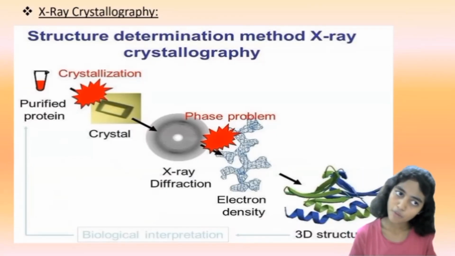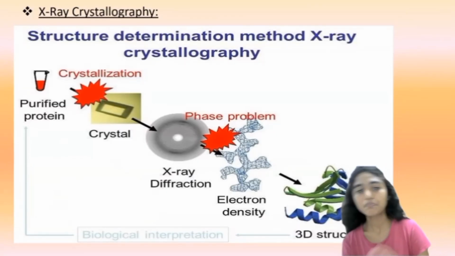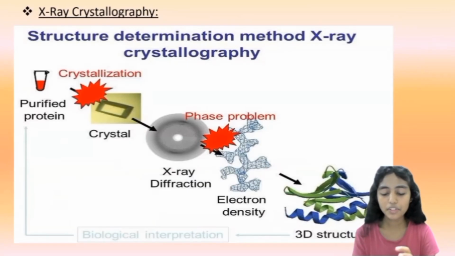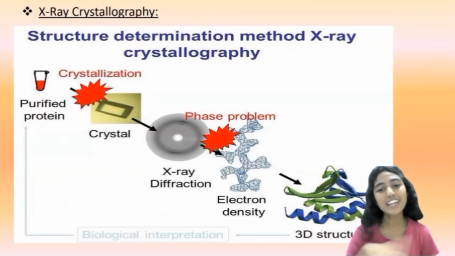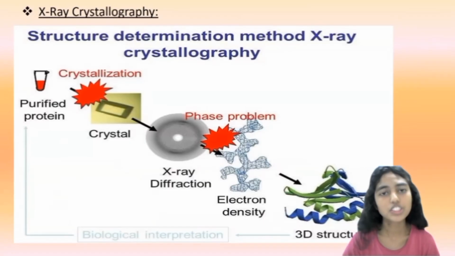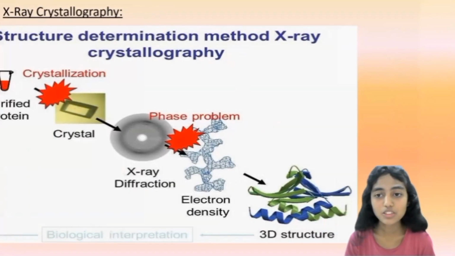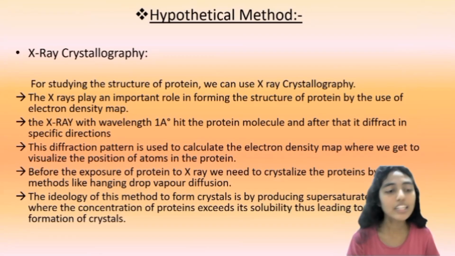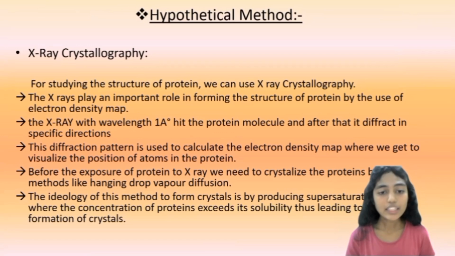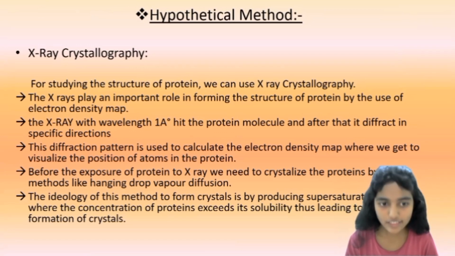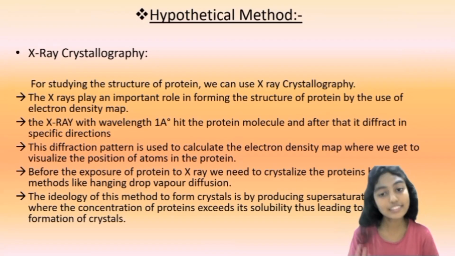The purified form of the protein is going to be converted into crystals, and the X-rays will hit that protein and get diffracted. These diffracted X-rays are collected with the help of technology, a computer, and there's a formation of electron density, which predicts the 3D structure, and it is going to be of wavelength 1 Angstrom. The ideology of this method to form crystals is producing a supersaturated state where the concentration of proteins exceeds solubility, thus leading to the formation of crystals.